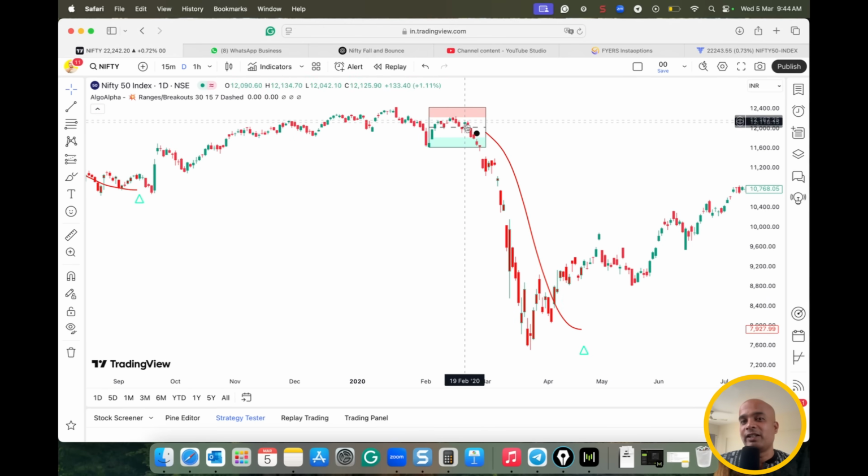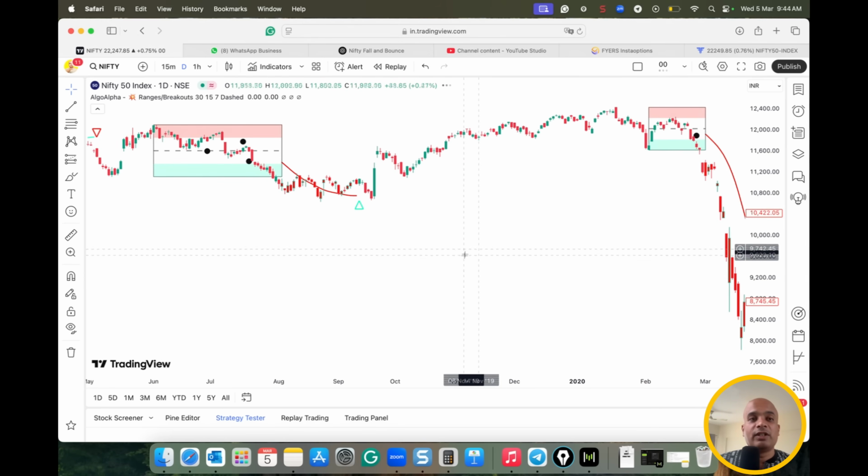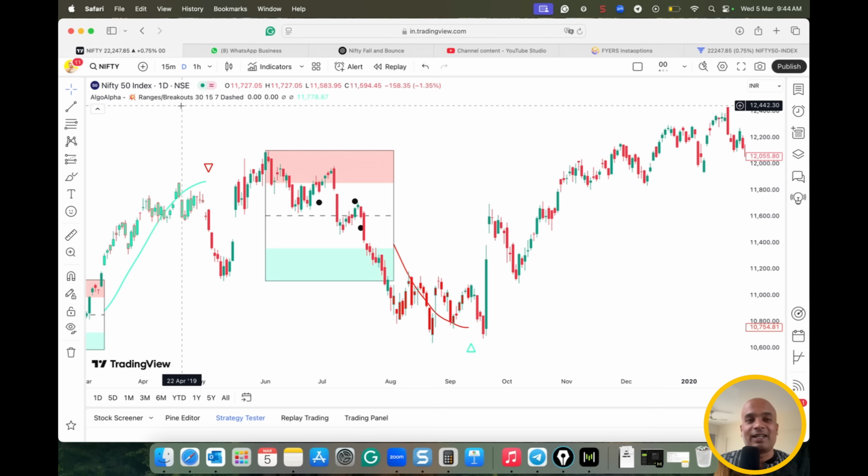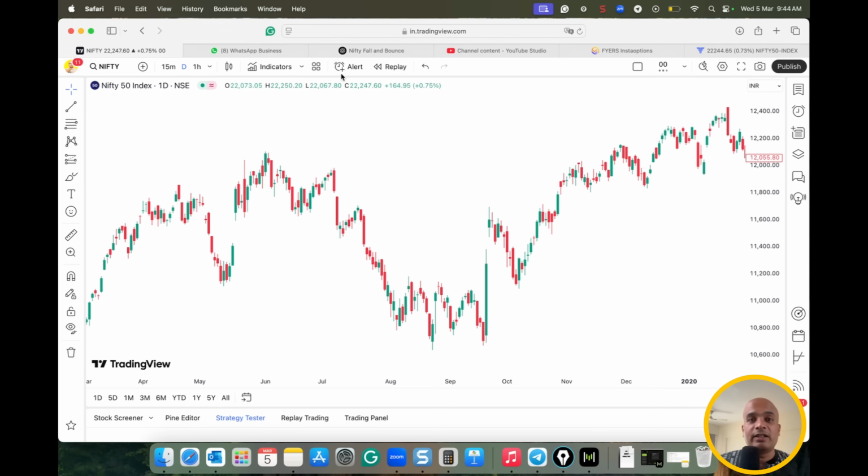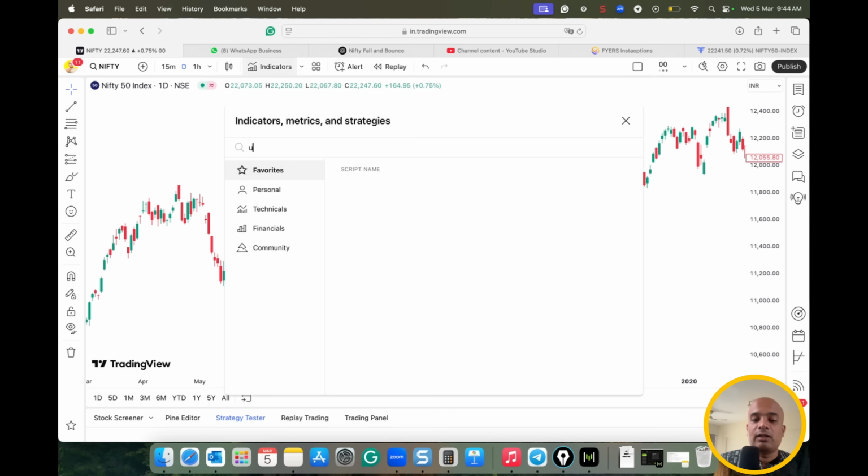See here, once again it marked a range. It displayed a breakdown here, and the exit point came here. It didn't give the exit point here or here, but gave an exit signal very close to the low. So this is one such indicator, which is called Ranges and Breakout. Now the next indicator is Ultra Supply and Demand.